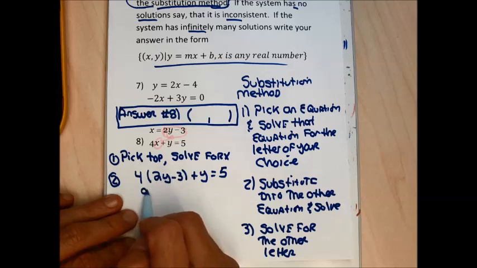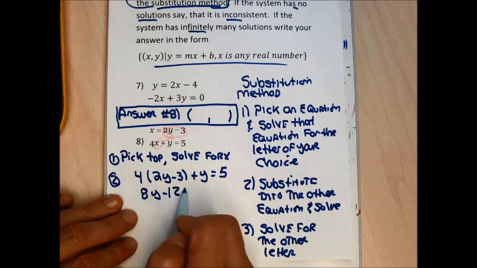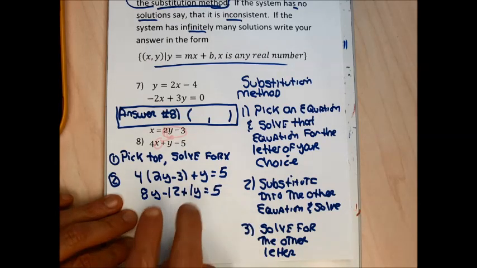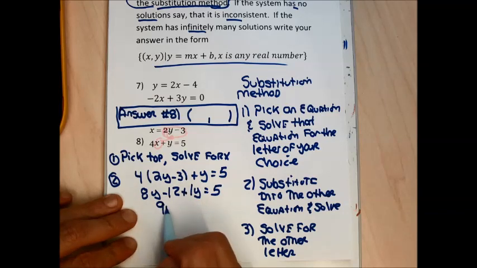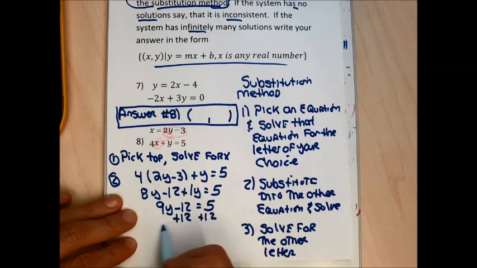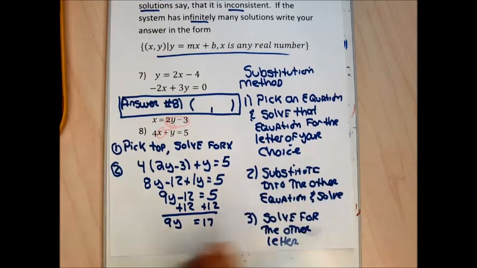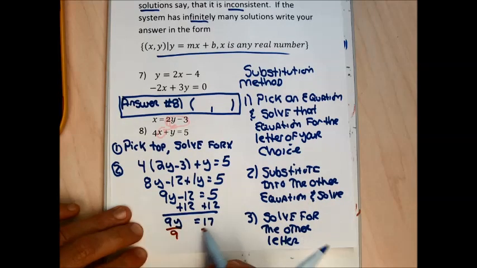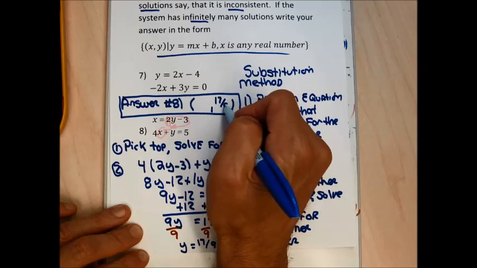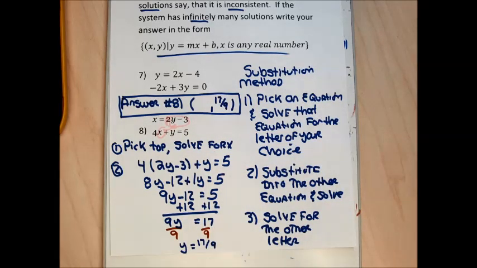I'm going to solve this and get 8y minus 12 plus, I'm going to emphasize that this is really 1y, equals 5. Now I'm going to add the 8y and 1y and get 9y. So this gives me 9y minus 12 equals 5. Now I'm going to add 12 to both sides to finish up the solving. This will give me 9y equals 17. And I get a really unpleasant fraction answer for the y part of my answer. So the y is going to be 17 over 9. So as I go to write my answer down, I'm going to write in the y coordinate 17 over 9.